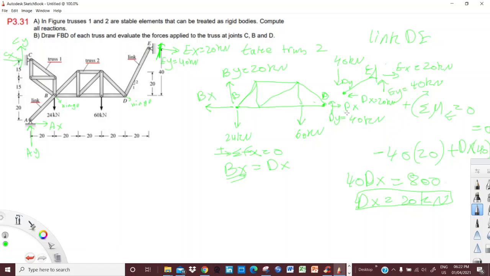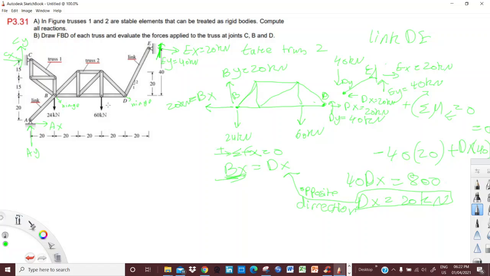So can we shift to the other part? Since this is 20 kilonewton of dx, this will be equal to 20 kilonewton. I found it, but in the opposite direction, so the direction will change. It was from left, it will be from right. Then we can find bx. Okay, until now is everything clear?